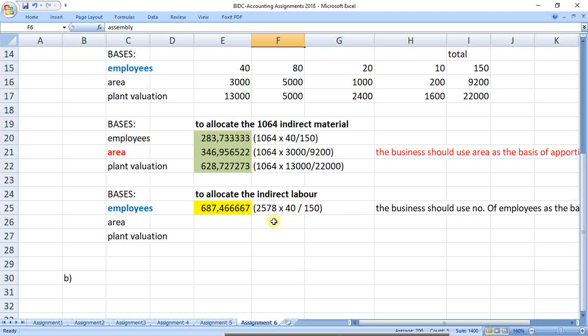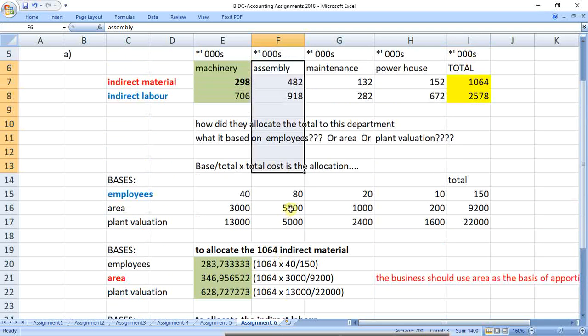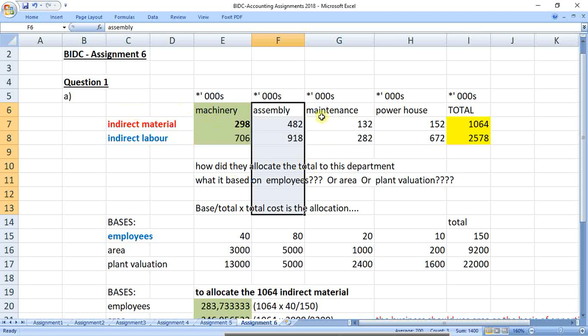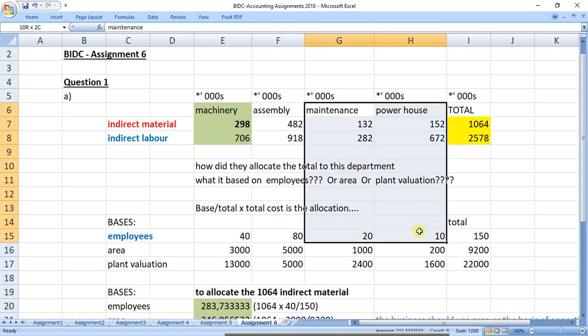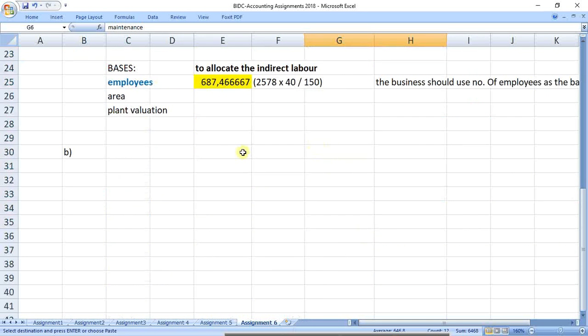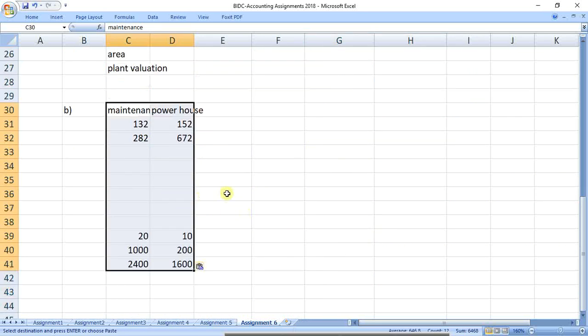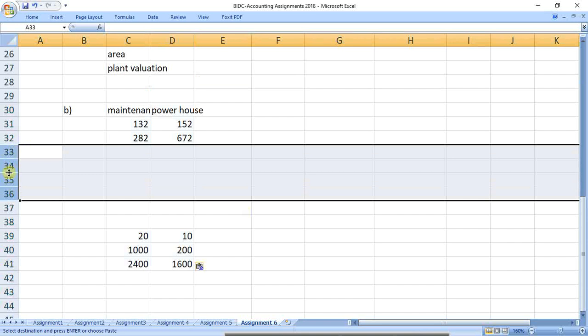Okay, this one, reapportion the cost of service departments. The service departments, there were 2. The question said maintenance and the powerhouse. So now I'm only going to look at these 2. So I'm just going to copy this, maintenance and those 2. That's what I need. Okay, that you've got in your book, so you don't have to write it down. I'm just writing it down so you can see it here.